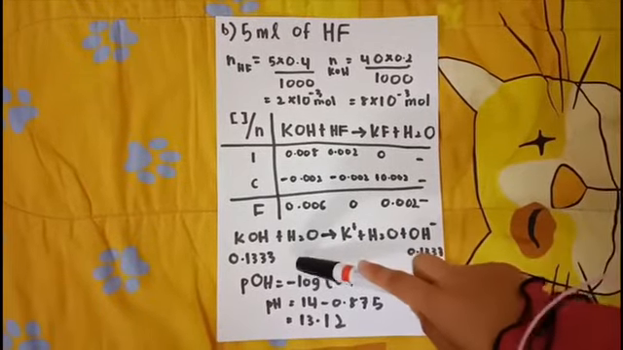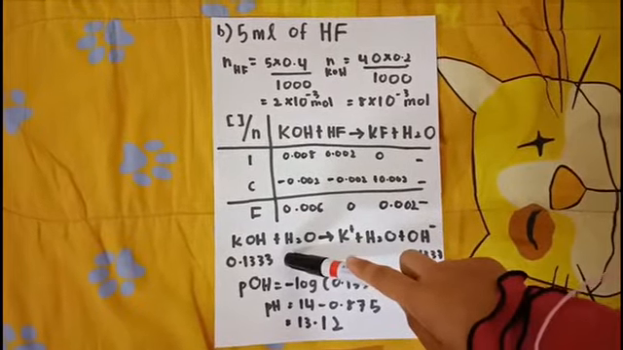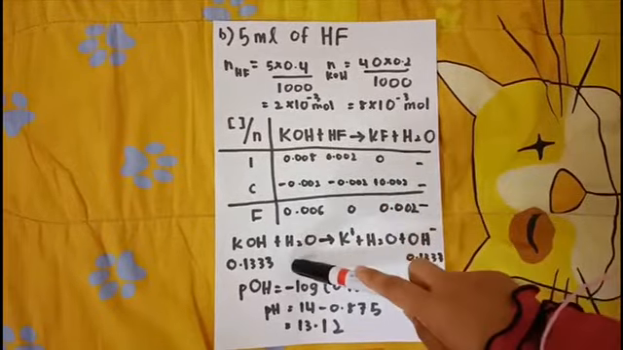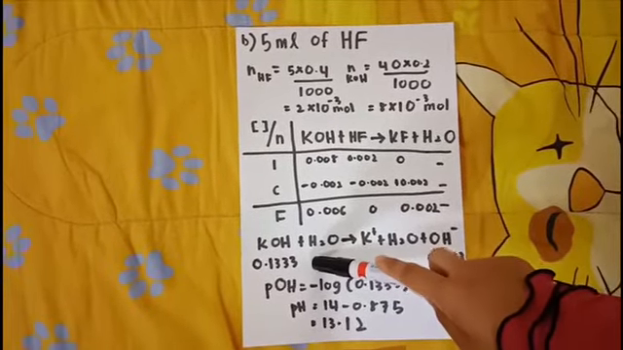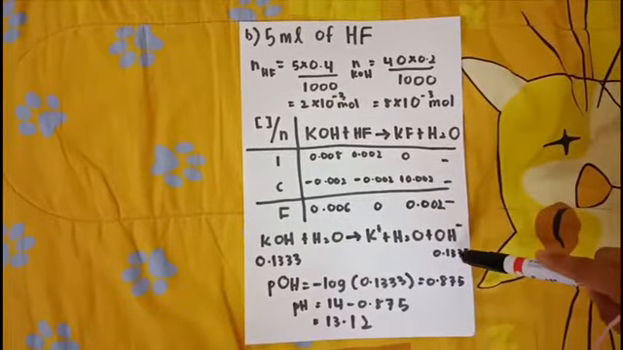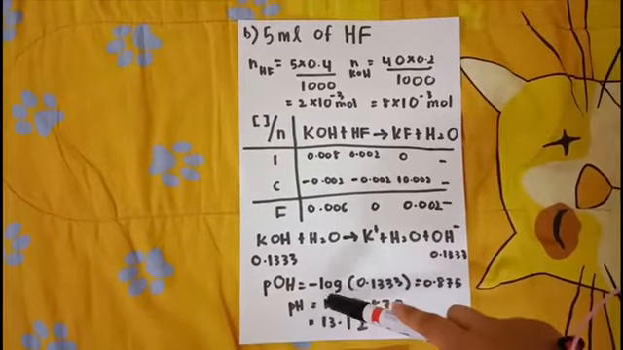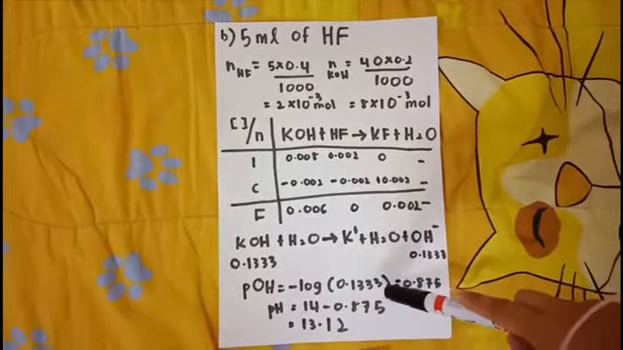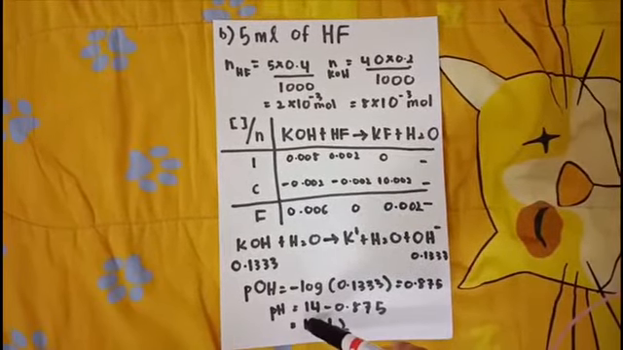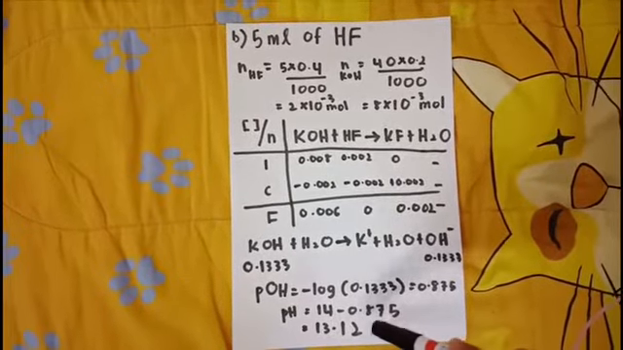The KOH concentration we got is 0.133, where concentration equals number of moles divided by volume. This is a complete dissociation, so the number of moles of KOH and OH- is the same. We put the concentration of OH- into the formula: pOH equals negative log 0.1333, and we get 0.875. So, the pH is equal to 14 minus 0.875, and we got the pH as 13.12.